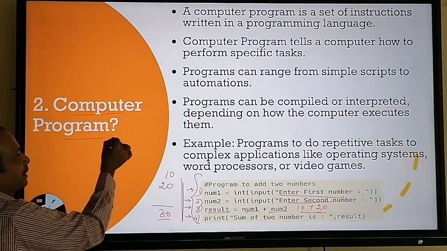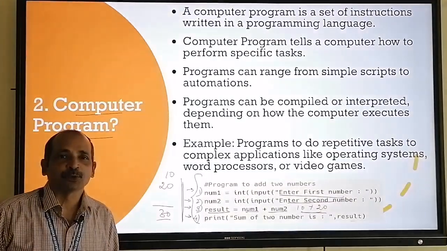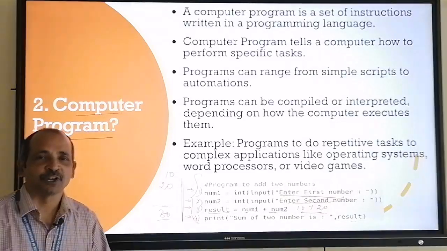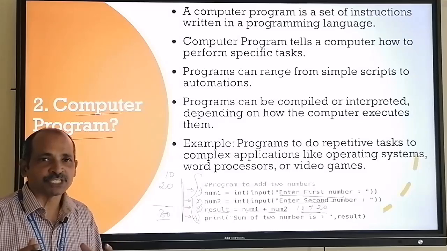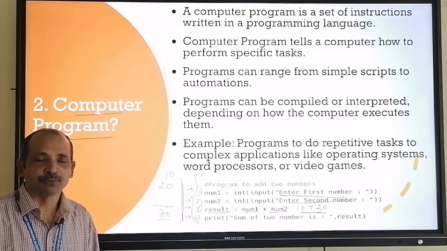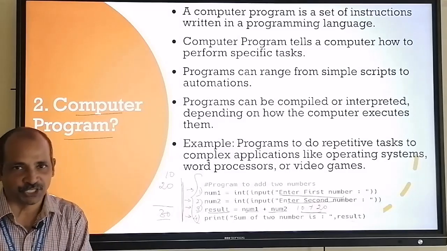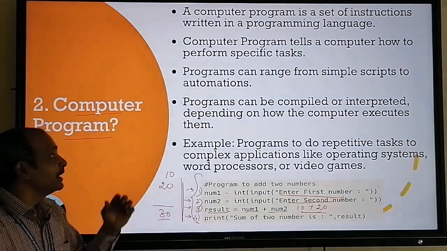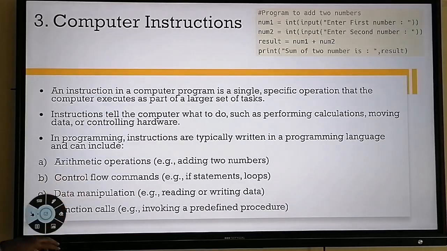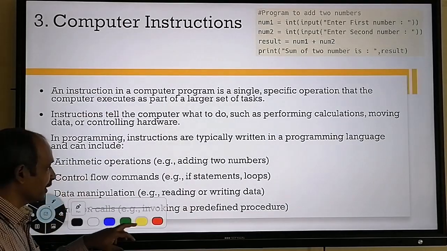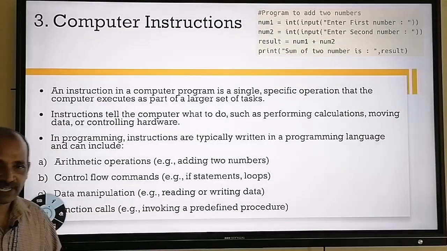So what is a computer program? A computer program is a collection of instructions. Your computer system is going to follow the instructions given by you, and one by one it will execute. So this is all about the computer program. Now let me go to the next one. The next one is the instructions. I already explained this to you in the previous slide itself.